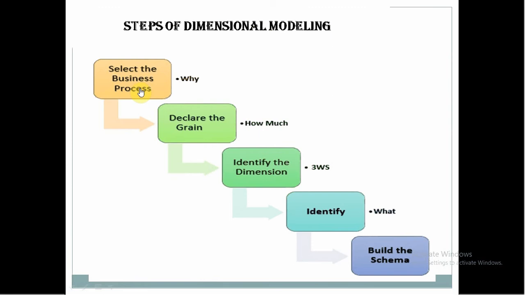To describe the business process, you can use plain text or use BPMN or UML. BPMN means Business Process Modeling Notation, and UML means Unified Modeling Language.